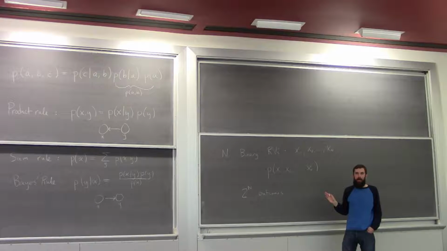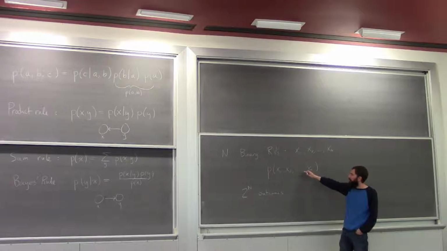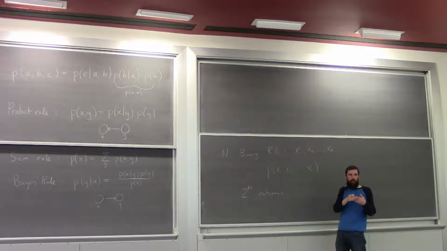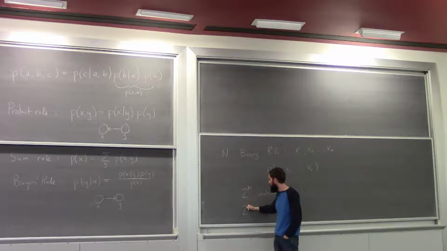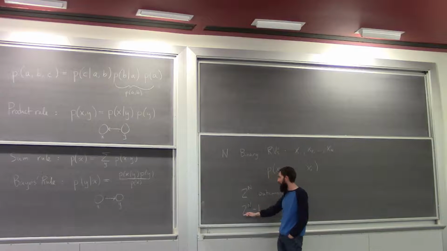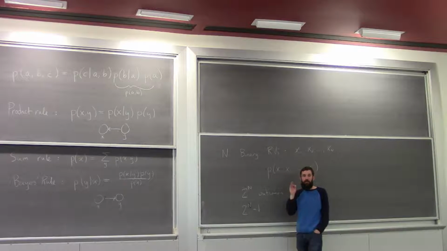Remember, if I want to specify a probability on a discrete outcome, I need to know the probability of each outcome, with one constraint: all the probabilities sum to 1, right? So if I tell you the probabilities of the first 2 to the N minus 1 outcomes, then the 2 to the Nth, the last one, is fully specified to make it add up to 1.